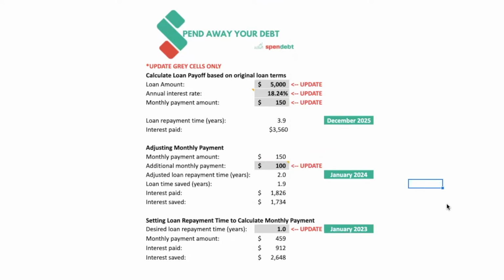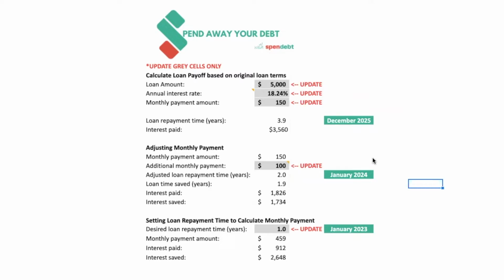Today, I'm going to walk you through our debt calculator. There's three sections. The first section allows you to enter in your current information, your loan amount, what's the interest rate, how much are you sending every single month, and it will tell you when you will have a zero balance.